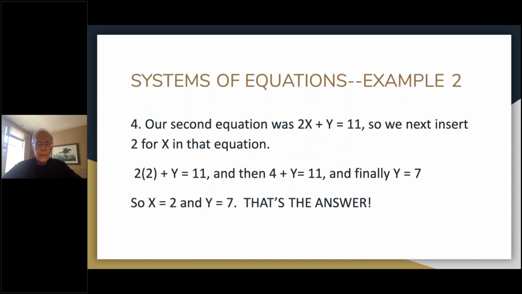I skipped again. So our second equation was 2x plus y equals 11. We next take that answer, x equals 2, and put it in that equation. So in place of the x, we put 2. So it's 2 times 2 plus y equals 11. Multiplying 2 times 2 gives us 4, so 4 plus y equals 11. Finally, subtracting 4 from both sides, we get y equals 7.